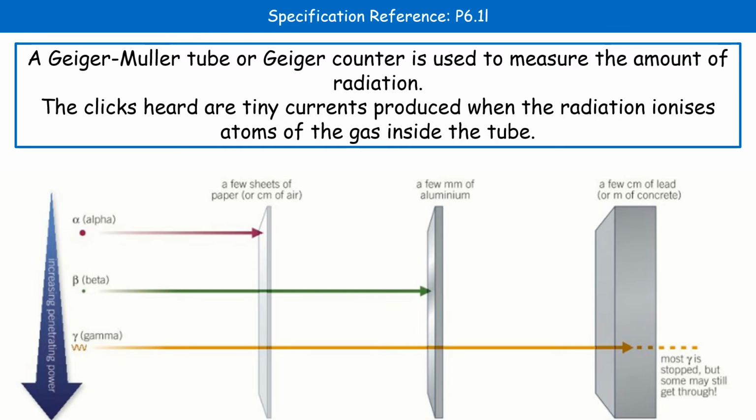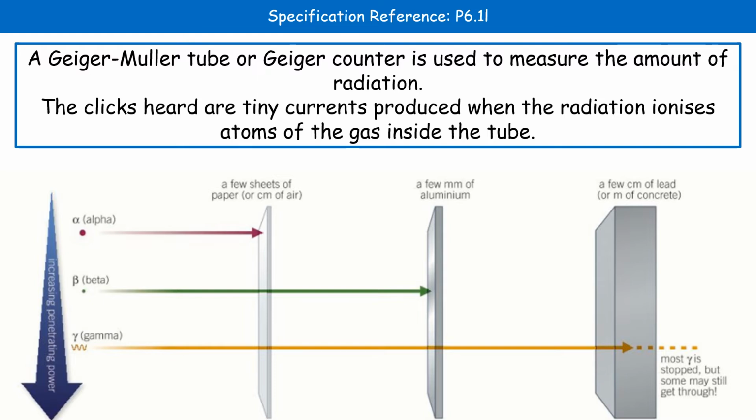This little diagram at the bottom is probably the easiest way to remember these key facts about the alpha, beta and the gamma. Alpha radiation then is going to be stopped by a few sheets of paper. Beta radiation goes straight through the paper but is stopped by a few millimeters of aluminium, and gamma radiation goes straight through the paper, straight through the few mils of aluminium, and is only going to be mostly stopped by a few centimeters of lead or meters of concrete.